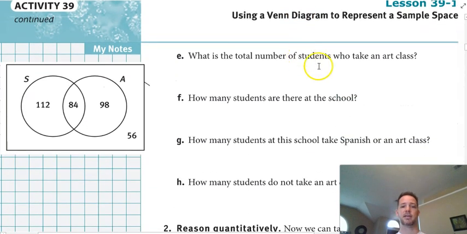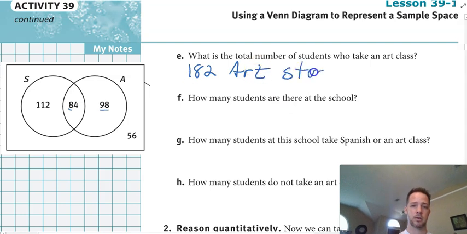Moving on to the next section, what is the total number of students in the art class? Same thing, we can just add up the two here and we'll figure out how many total students. It should be 182 when we add those together. And for the next one, how many total students are there in the whole school? We just add up every student, whether in just Spanish, if they're in both Spanish and art, just art, or not taking either one of those. We get 350 total students.